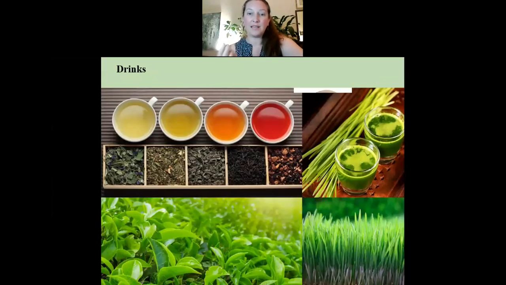We also drink leaves, right? So I drink a lot of tea. I often drink tea when I'm teaching my class. And tea is from dried leaves of tea plants, right? Some of you maybe have had wheatgrass as a drink, and that's also from a leaf, right? And there's other examples too, but those are the ones I wanted to highlight today. Okay.